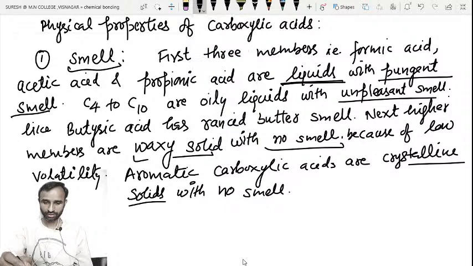So this is the first part. Now come to their solubility in water. So next page.